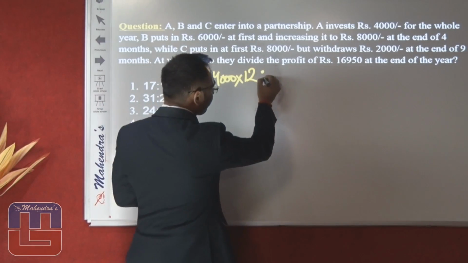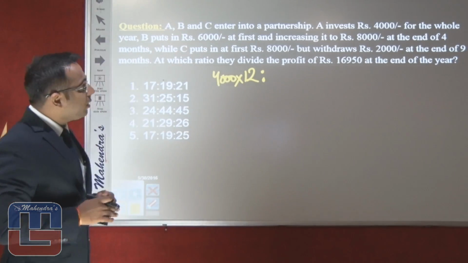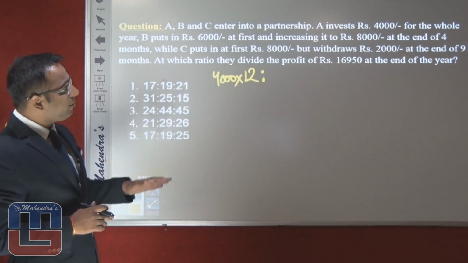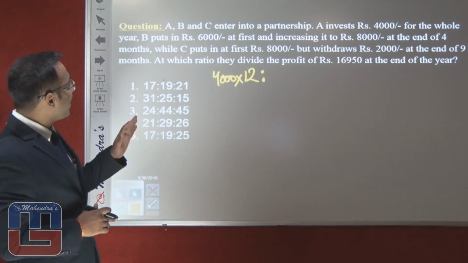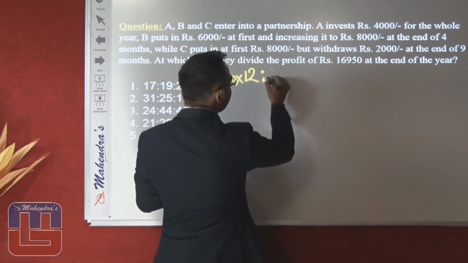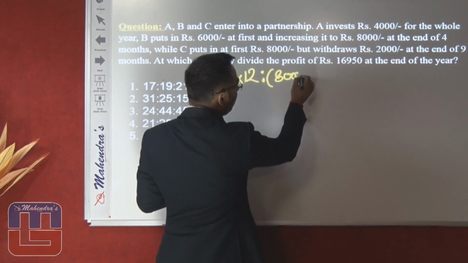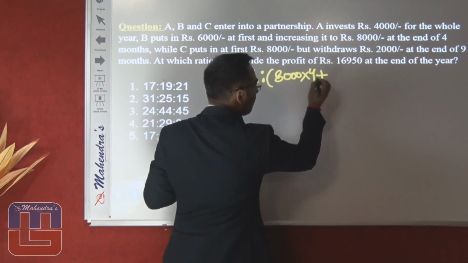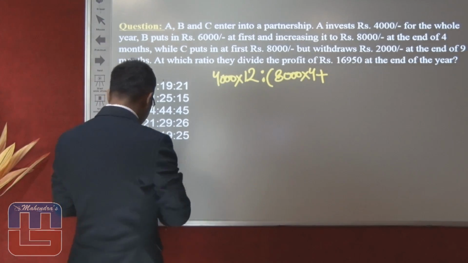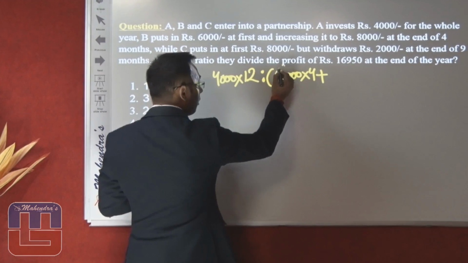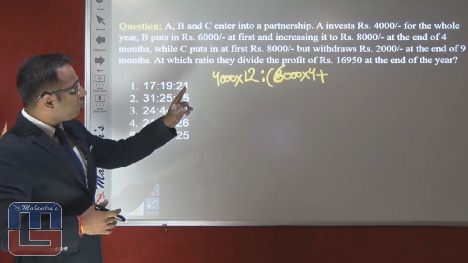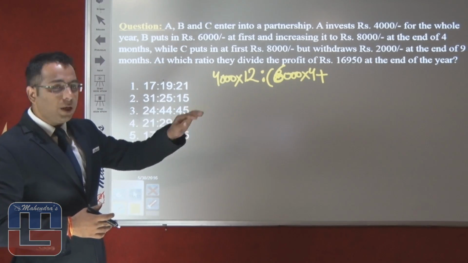Second thing, what does the second part say? B puts rupees 6,000 at first and increases it to 8,000 at the end of 4 months. It means B has put 8,000 rupees for the remaining months, and 6,000 rupees for the first 4 months. B put 6,000 rupees at first and increased it to rupees 8,000.